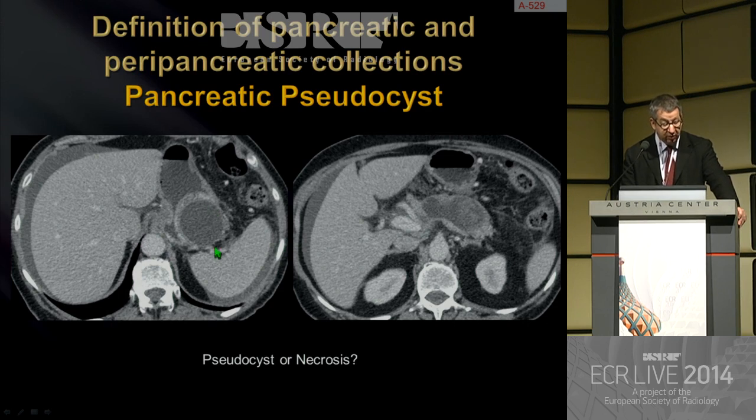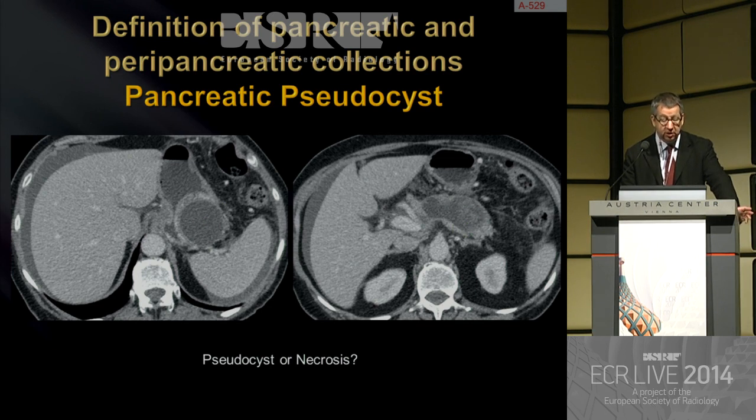It looks like a pancreatic pseudocyst here at CT. It's round-shaped. You have an enhancing wall. It looks homogeneous, but in the same patient, you can see here in the pancreatic body, or around the pancreatic body, something which is much more heterogeneous.